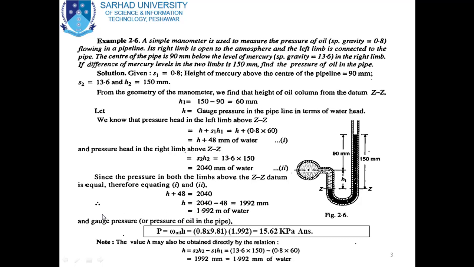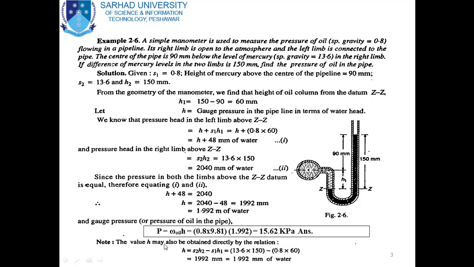Now we will find the gauge pressure of the oil in the pipe. So gauge pressure, or pressure of oil in the pipe, P is equal to omega oil into H. Now specific gravity of the oil is given, which is 0.8. So multiply this value by 9.8, which is the specific weight or unit weight of water at 4 degrees centigrade. We will get the unit weight of oil. H has already been calculated, which is 1.992. So we will get the pressure of oil in the pipe is equal to 15.62 kilopascal. And this is the answer of our example 2.6.